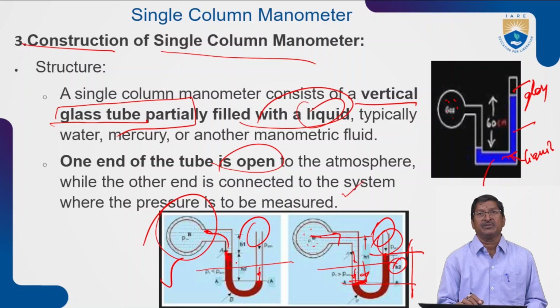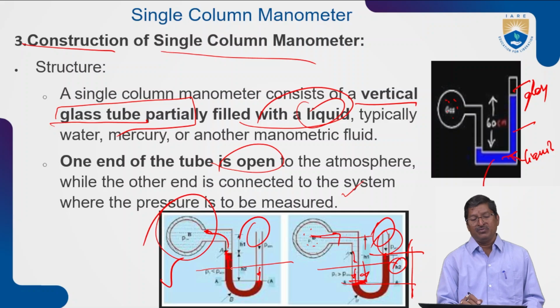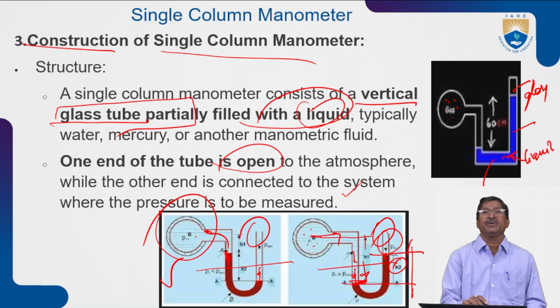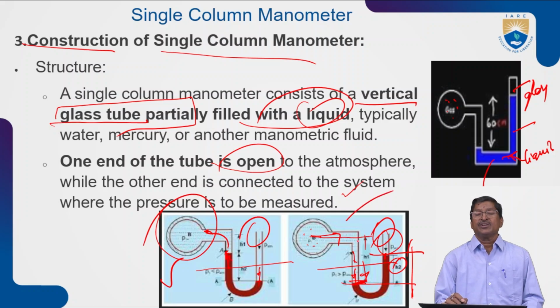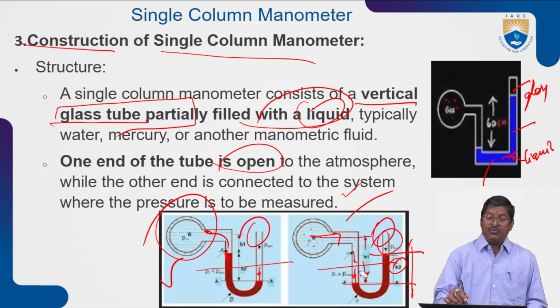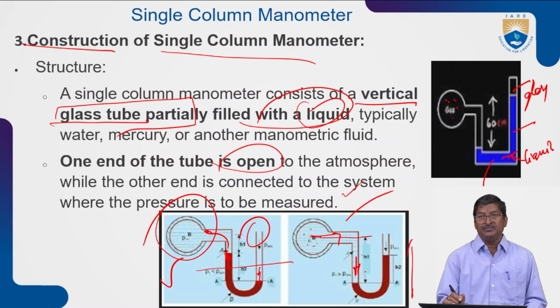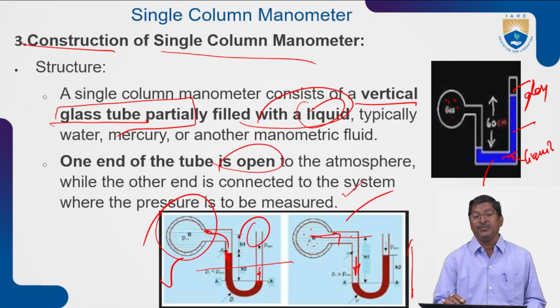Here in the first figure, the left side figure, the manometer fluid is rising because low pressure exists in the pipe. In the second, right side figure, you can see the fluid is falling, because high pressure is there in the pipe. That's why the left limb fluid is going down and the right limb is rising up.